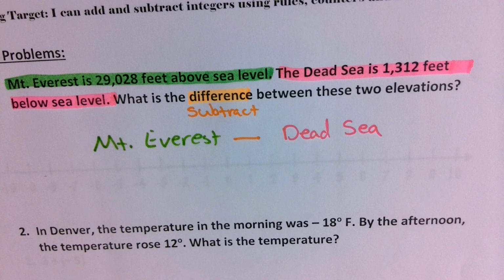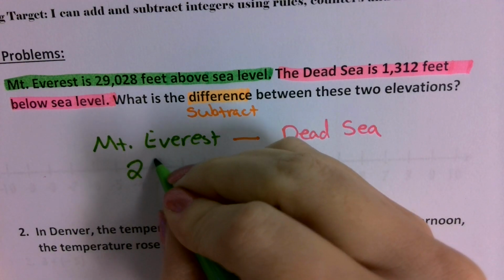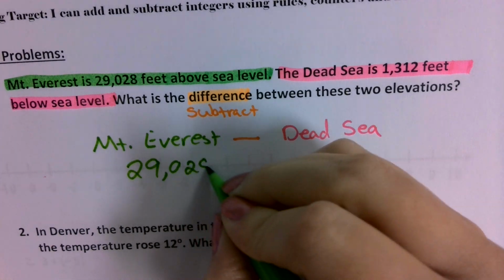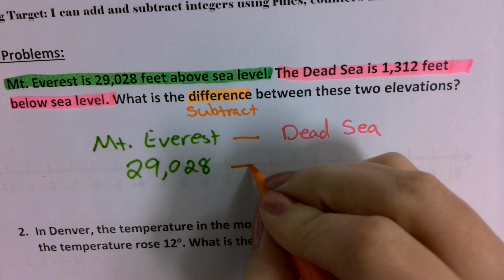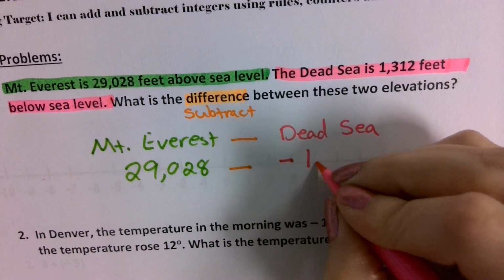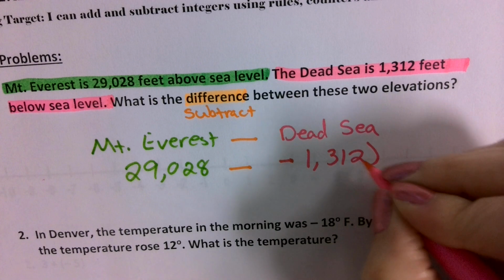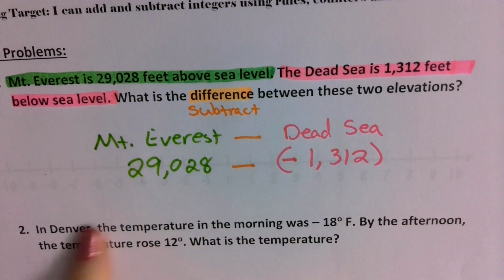Okay, this is just a single step operation, very, very easy operation to be able to do. 29,028, and then we are going to subtract a negative 1,312. Common mistake that people tend to make. What do you think is a common mistake that people make in a problem like this?